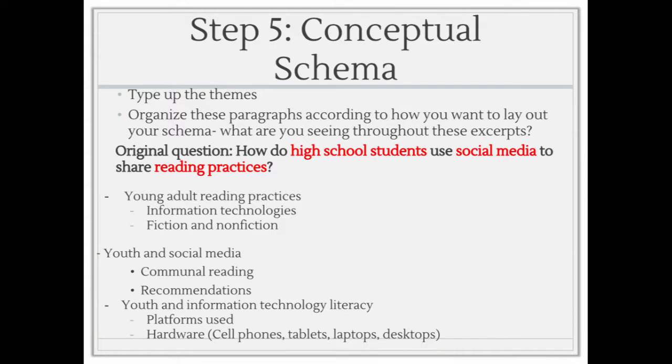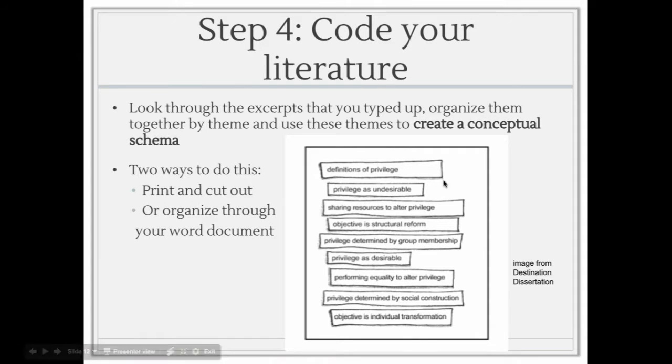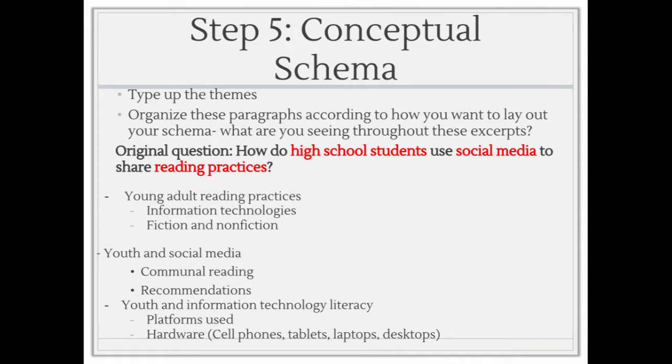So here's another outline to creating the conceptual schema. To create your conceptual schema, you go to your computer, or you can write it out, and type out the name of each of your coded themes. So these are each of your coded themes, and you're going to type them out into an outline format and figure out the best way to organize those themes. So how does it make the most sense?